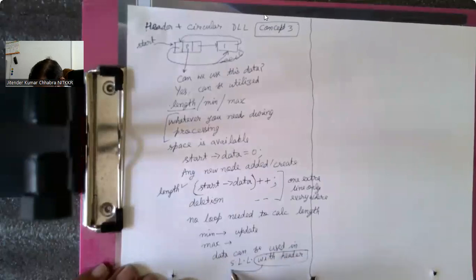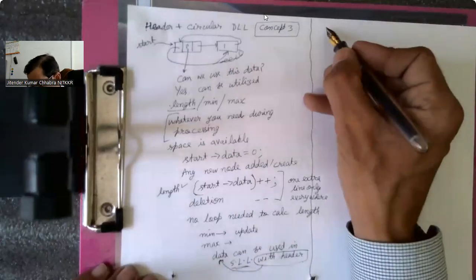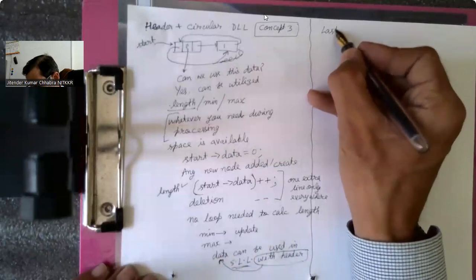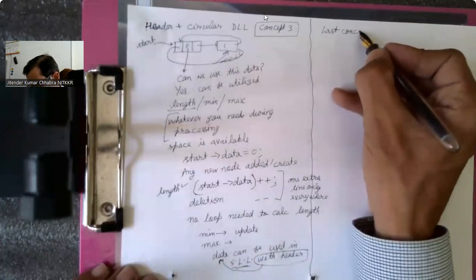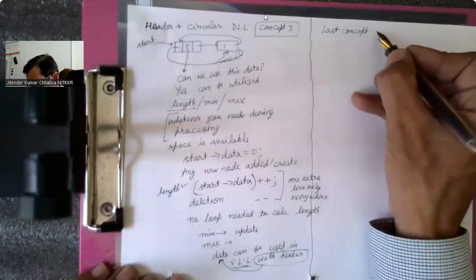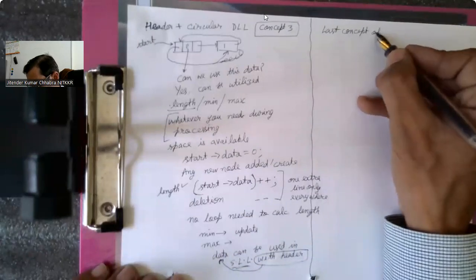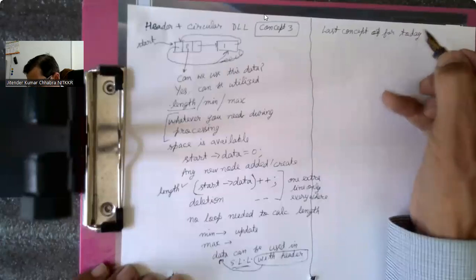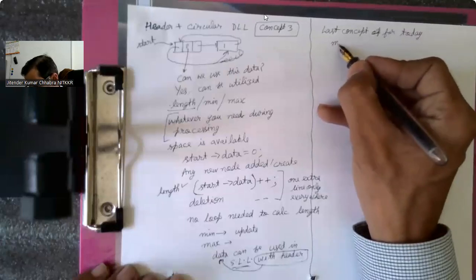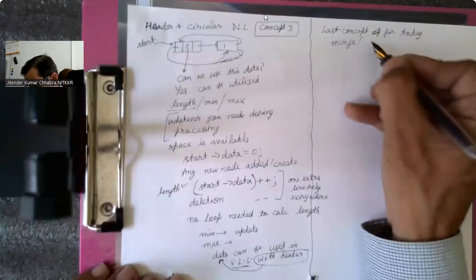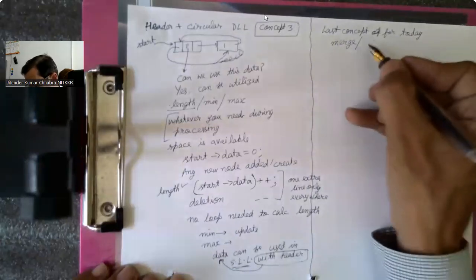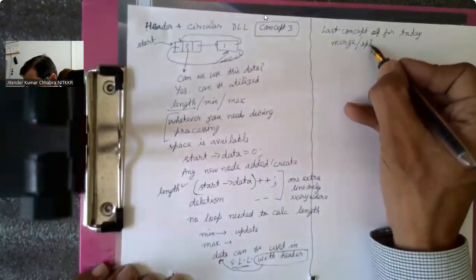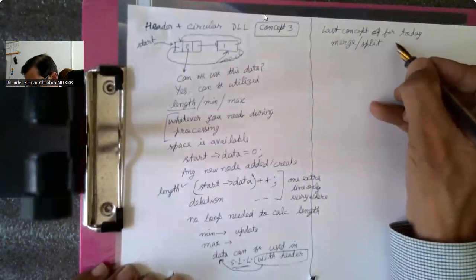In the header, the corresponding data field in a singly linked list can also be used in a similar manner. Last concept for today: we are talking of some additional operations on the linked list. I have given you an assignment, and otherwise also you will have lots of problems where you are supposed to merge or split 2 linked lists.